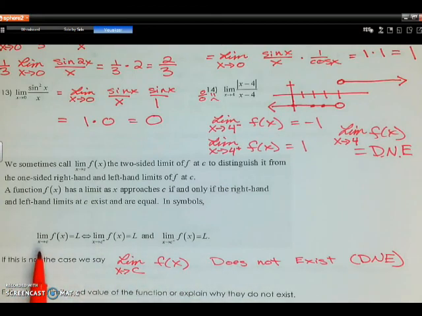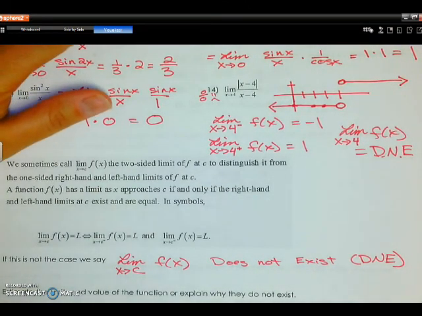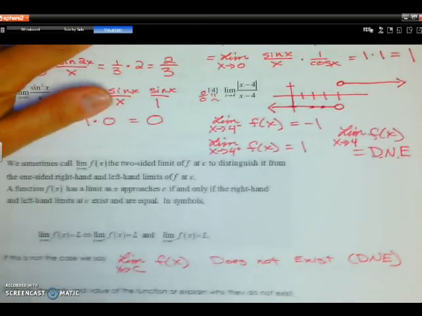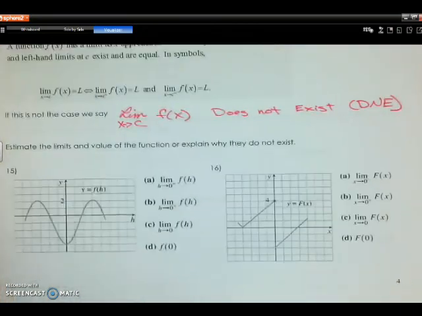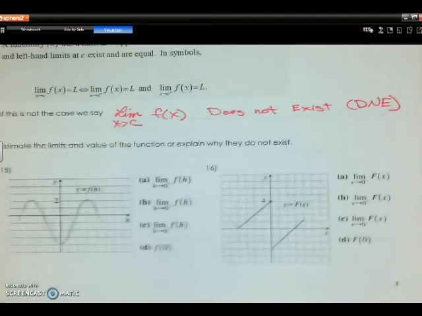It says if the limit from the right equals L and the limit from the left equals L, then you say that the limit as x approaches c exists and equals L. If that's not the case, then we say the limit as x approaches c of f of x does not exist. And again, we denote that using DNE. Either of those are correct notation. And now we are asked to estimate the limits and the value of the function or explain why they do not exist. So let me scooch this up and we'll take a look at these pieces.